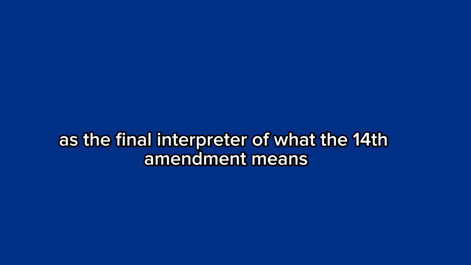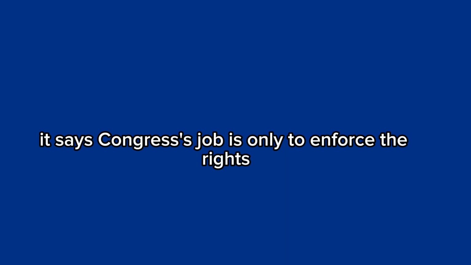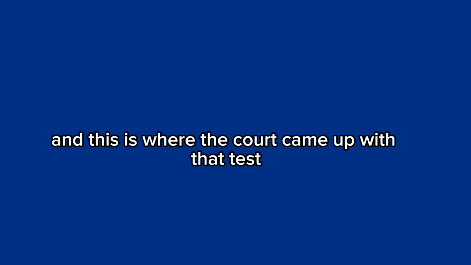So Congress's power to enforce it is also limited to remedying what states do. And the second reason? The second reason is that the Supreme Court has jealously guarded its own role as the final interpreter of what the 14th Amendment means. It says Congress's job is only to enforce the rights as the court has defined them. Congress cannot create new rights or expand the definition of existing rights. And this is where the court came up with that test, congruence and proportionality.